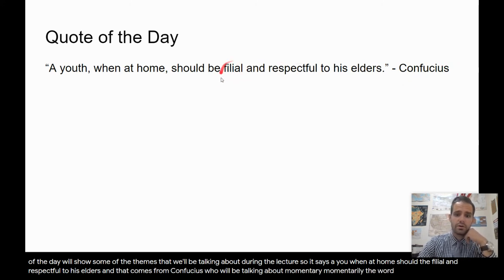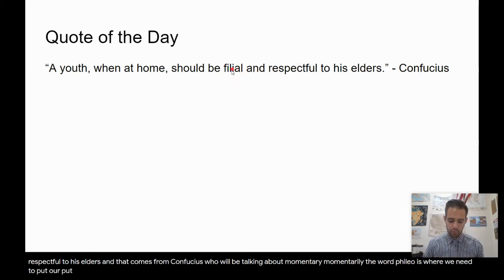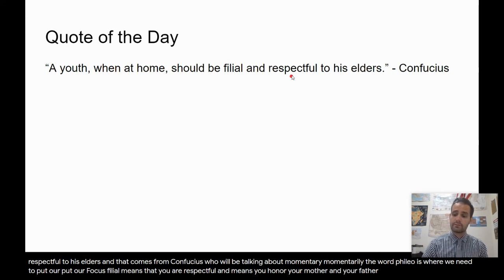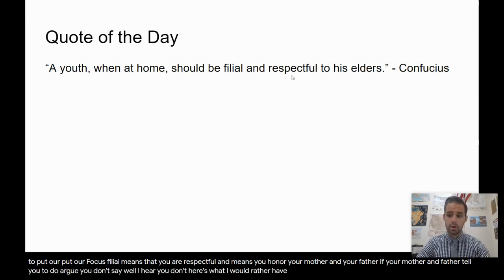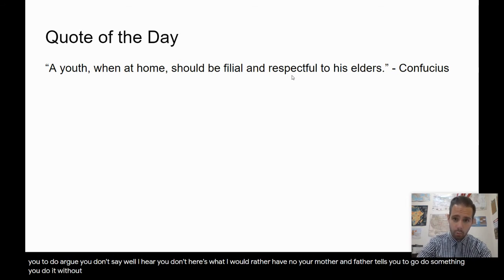The word filial is where we need to put our focus. Filial means that you are respectful. It means you honor your mother and your father. If your mother and father tell you to do something, you go and do it. And you don't argue. You don't say, well, here's what I would rather have. No, your mother and father tell you to go do something, you do it without question.